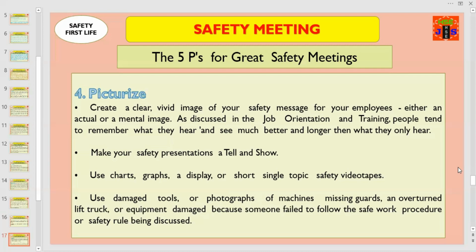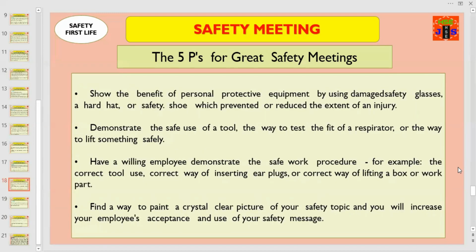All these tips and tricks will make your safety meeting more effective and successful. And your workers will understand it well and can memorize it for all future work activities. Furthermore, you have to show the benefit of personal protective equipment by using damaged safety glasses, a hard hat, or a safety shoe which prevented or reduced the extent of an injury.